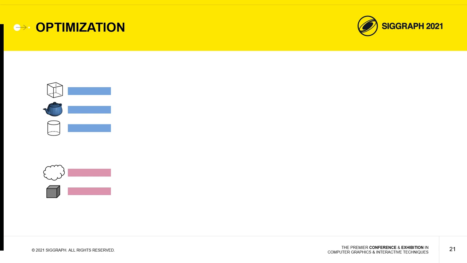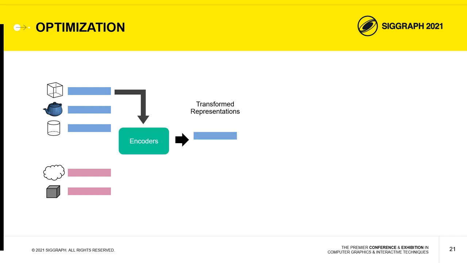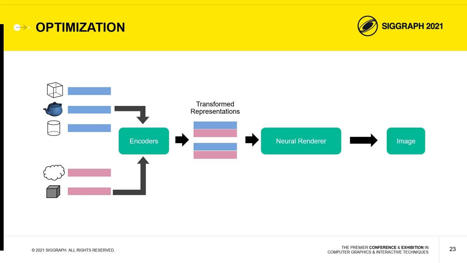So if we now had a scene consisting of a cube with a volumetric material, then we would grab the cube geometry representation and the volumetric material and apply the desired transformations to these with the help of the encoders, and these then would produce the transformed representations. Then, if we also add the teapot with the solid material to the scene, we would grab these two vectors and transform them as well. And now we have two material geometry representation pairs that we can pass to the renderer. And this then produces the image.